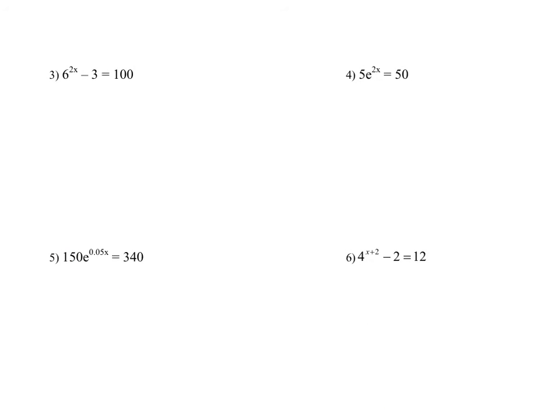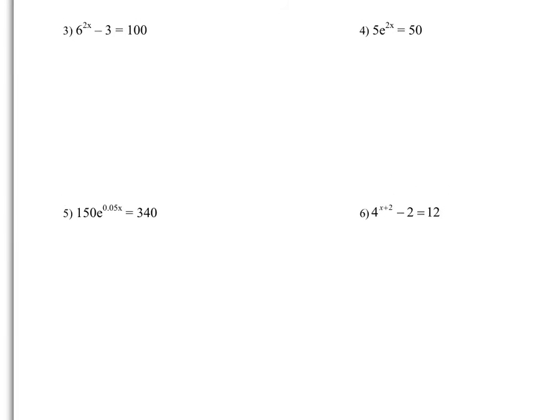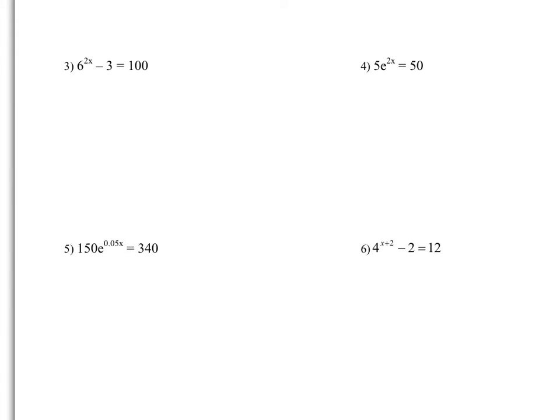Okay, example number 3 is a little bit different because the base is not isolated. So the base with the exponent needs to be isolated on one side of the equal sign. So the first thing you should do is add 3 on both sides. So now we have 6 to the 2x equals 103. So now we are in good shape. We have our base that's attached to our exponent on one side of the equal sign.